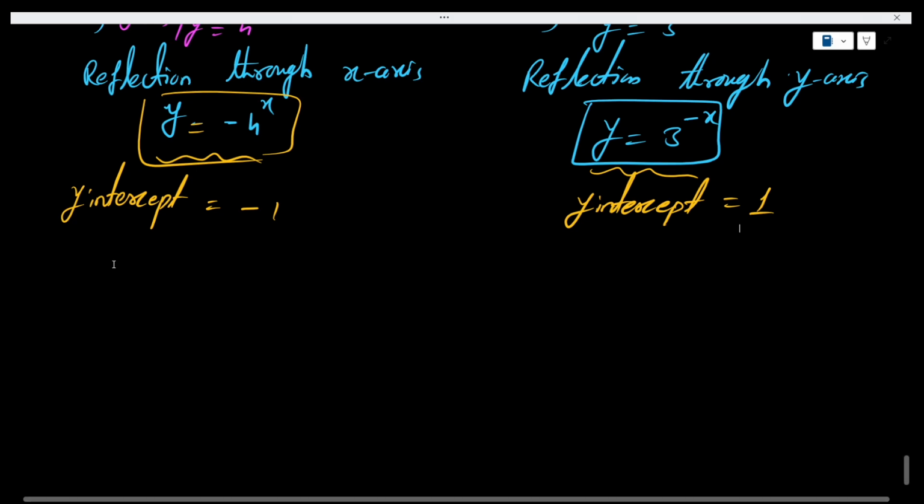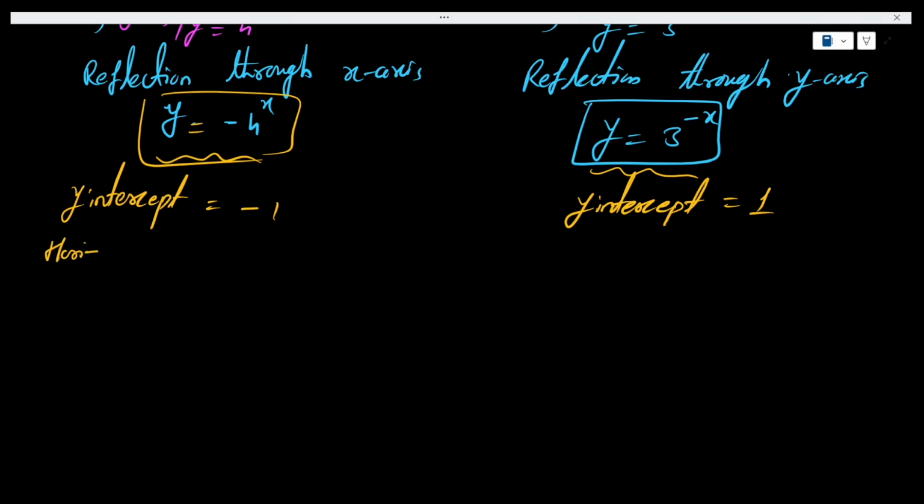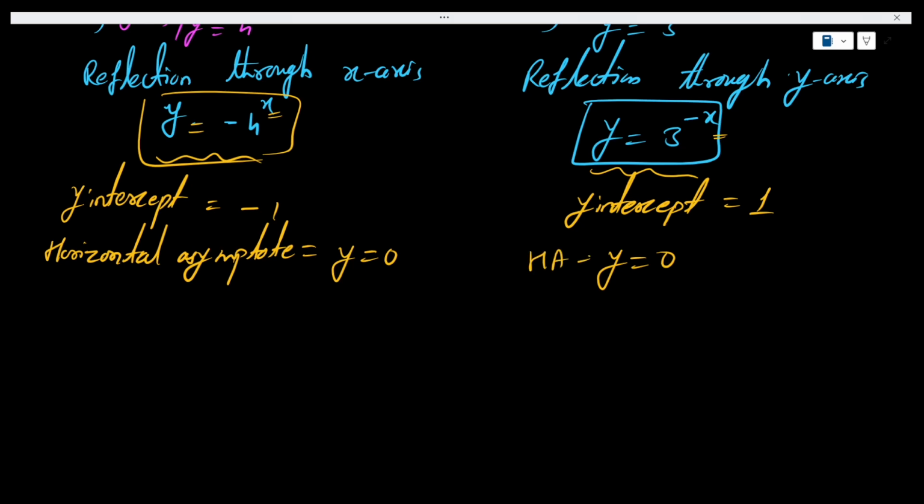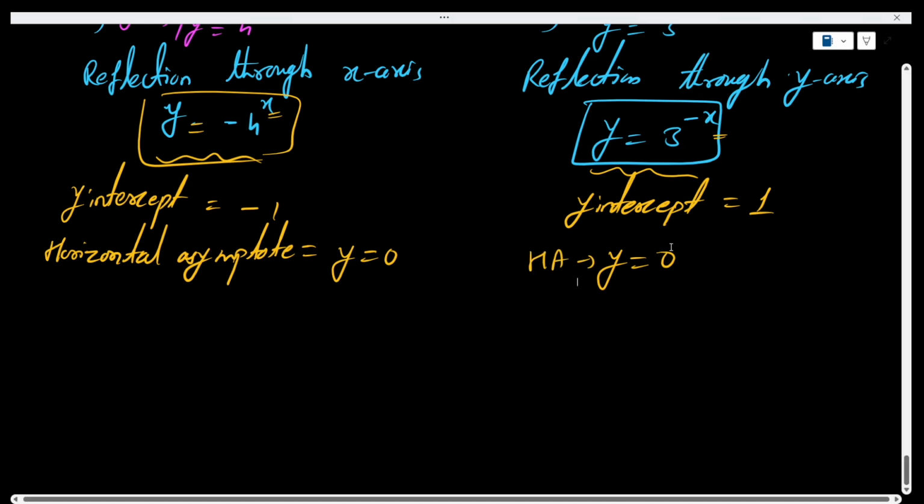Now after that, how will you identify the horizontal asymptote here? The horizontal asymptote is the value which y can never become. So y equals 0 here, because there won't be any value of x which will make the function f of x as 0. Similarly here also there won't be any x value which will make y as 0. So your horizontal asymptote here is also y equals 0.